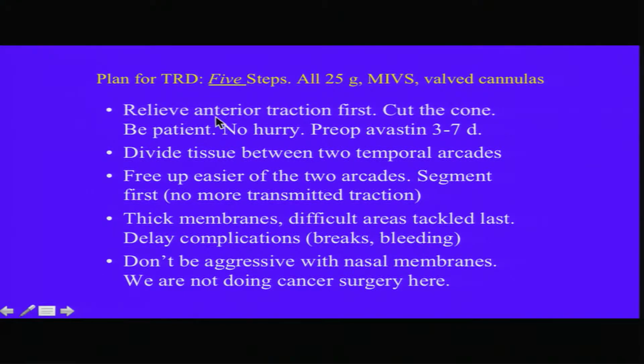We all have seen patients who have extensive proliferation, but they never get TRD because there is no peripheral PVD. And then divide tissue between the two temporal arcades. Third is find the easier one first. Just like a military operation, you are not going to attack the most heavily defended fort first. And don't be very aggressive with nasal membranes. We are not doing cancer surgery here.